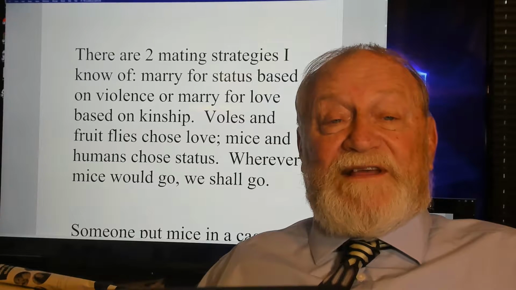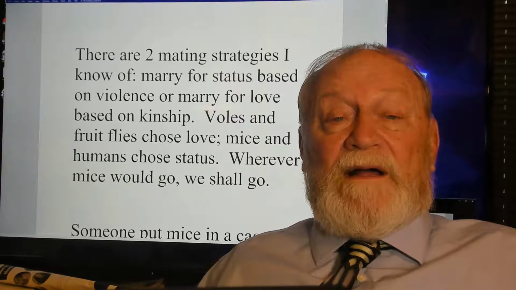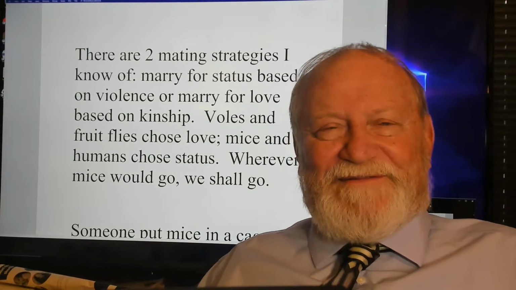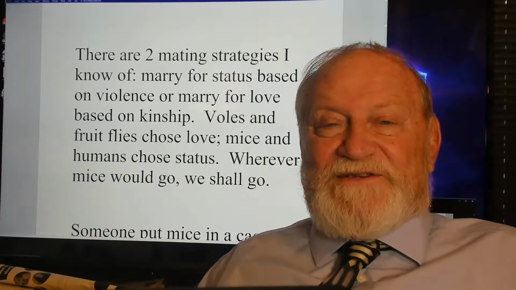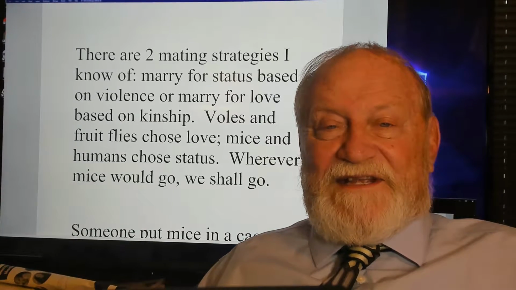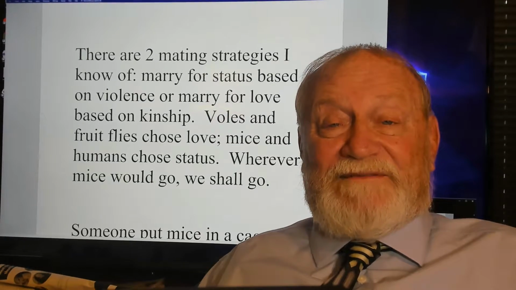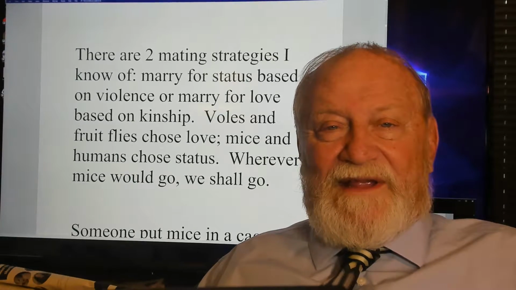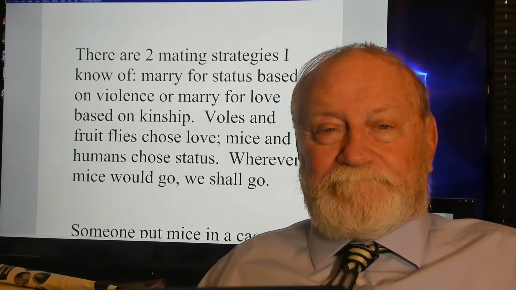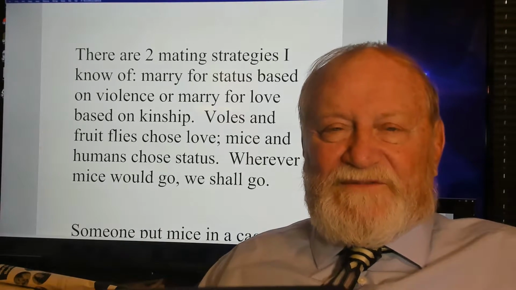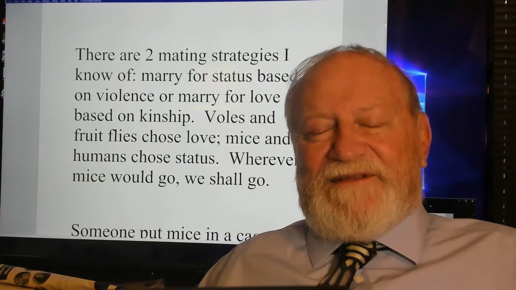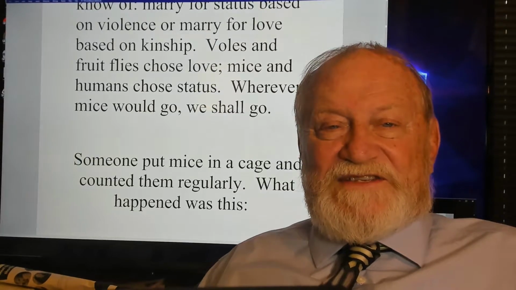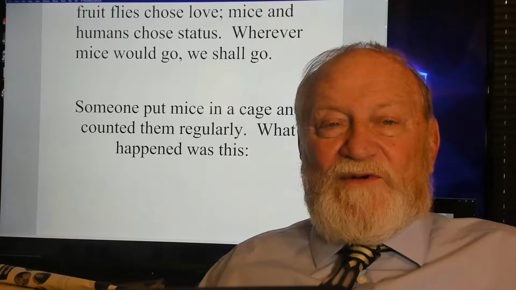Voles and fruit flies choose love. And you know it's true of fruit flies because if a female fruit fly rejects a suitor, all she has to do is extend her ovipositor and he's done. He cannot proceed. So fruit fly love requires mutual affection, attraction. Mice and humans choose status. Wherever the mice go, we're going to go.